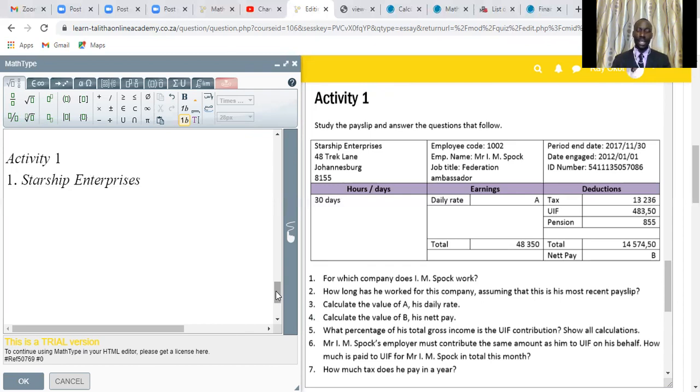Starship Enterprises. This is the name of the company that this employee works for.